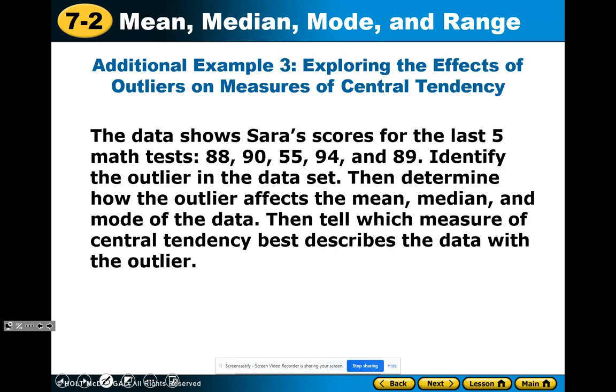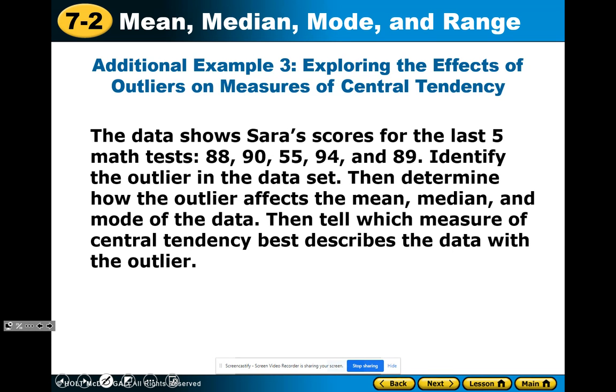So what you're going to want to do is find the mean, median, and mode with the 55, and then take the 55, which is an outlier, out, and find the mean, median, and mode without the 55. You're going to compare with the outlier and without the outlier. What is that 55 going to do to the mean, that average? The 55 is down. There's only like 2 that you have to do. So we find those things.